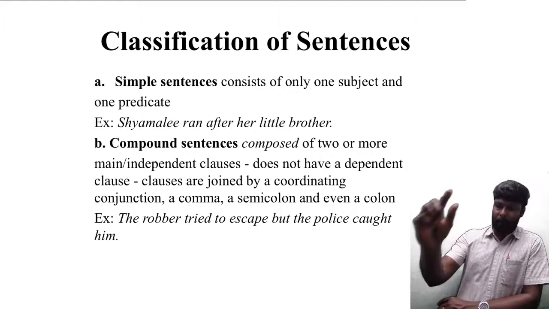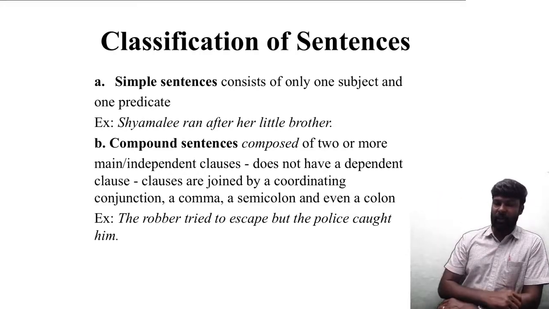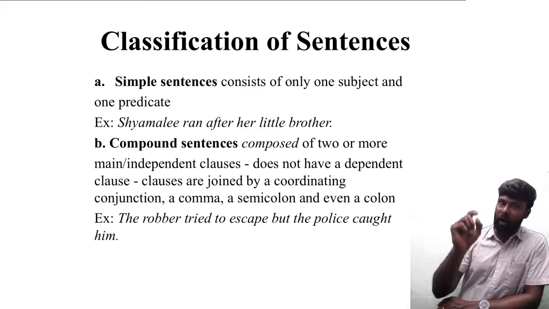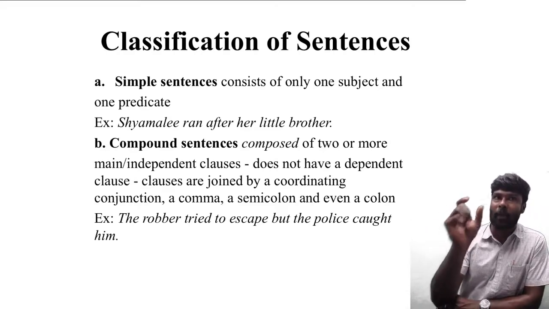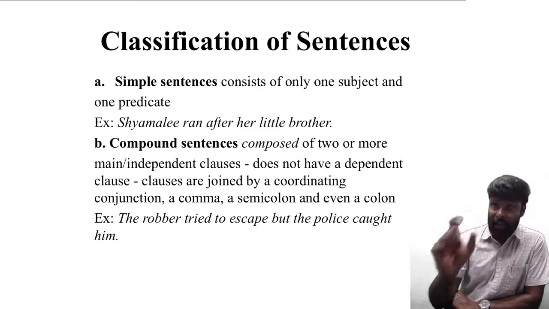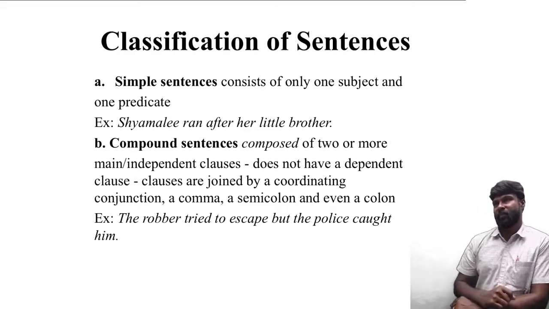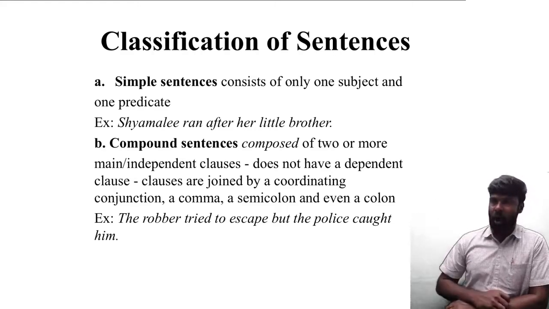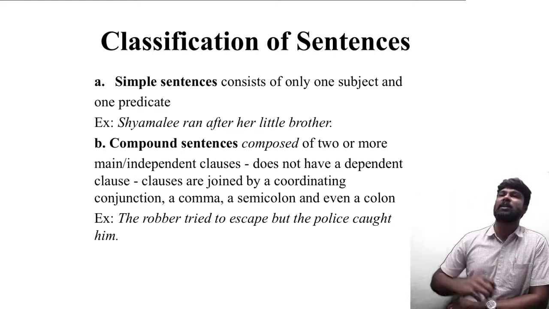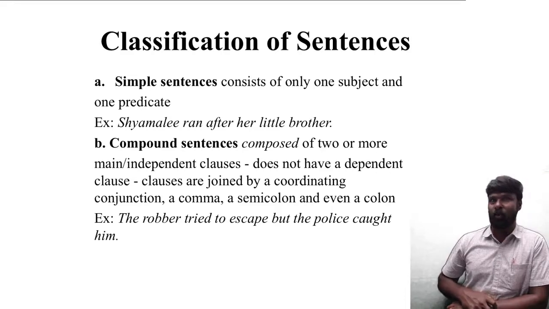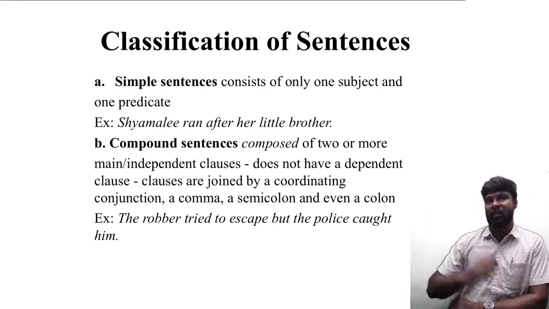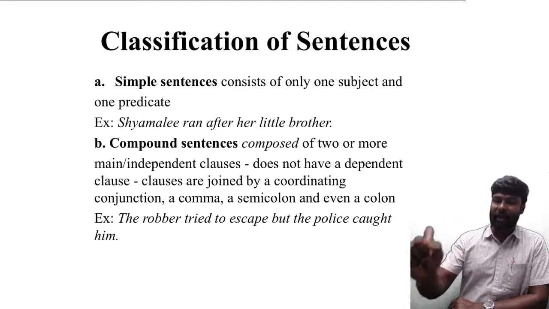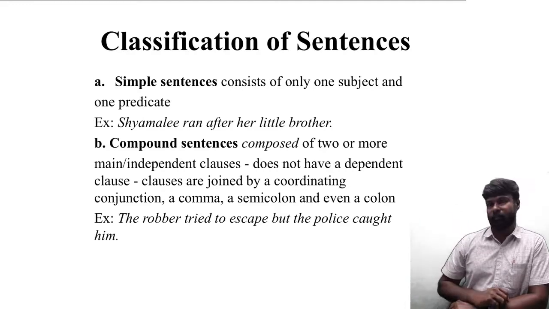Now what is a compound sentence? Look at the definition given there. Composed of two or more main or independent clauses. So you can also call a main clause an independent clause. A main clause is also called an independent clause because independently it makes sense. You get that? Independently it makes sense. So a main or independent clause does not have a dependent clause.